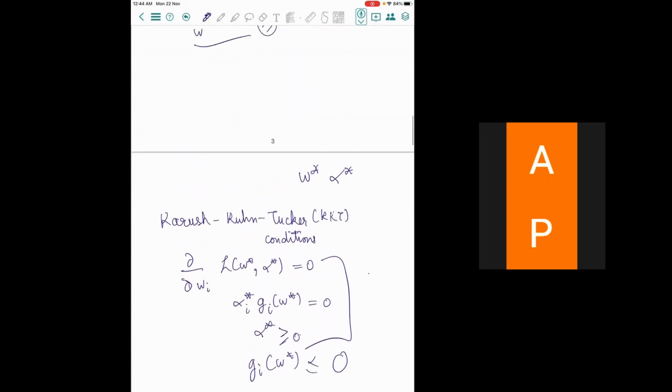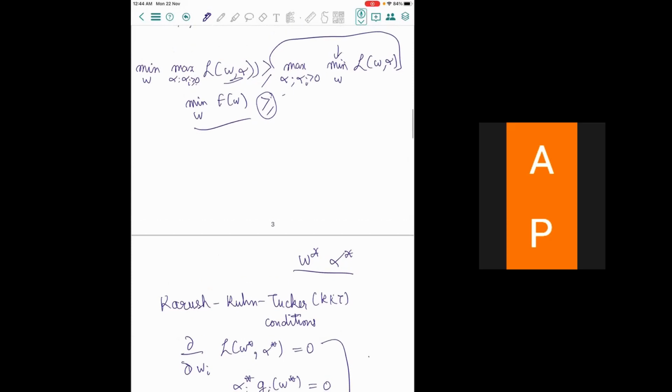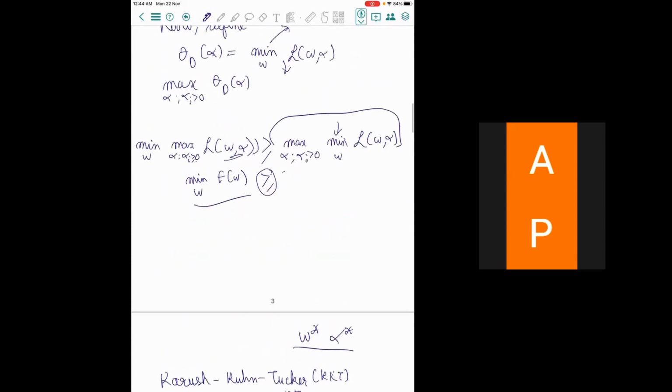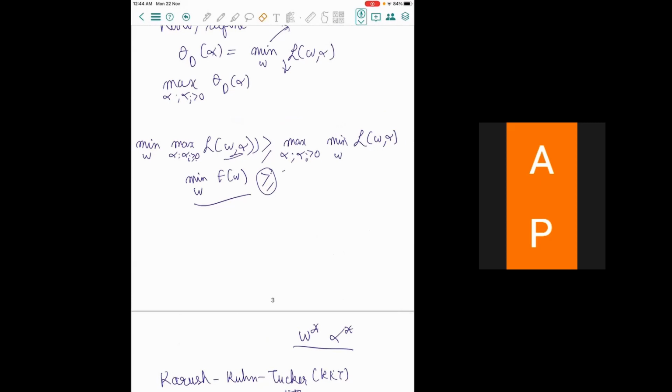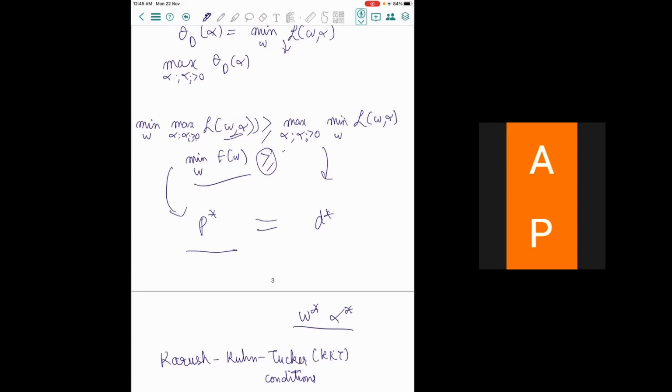And if these are satisfied, then this omega star and alpha star will give this min-max condition. Let's say this one was the primal problem. So this gives P star at w star and alpha star, and this gives D star at w star and alpha star. So if these KKT conditions are satisfied, instead of less than or equal to, they are exactly equal to. So instead of solving the primal problem, that is minimizing fw over omega, we can solve the dual problem, which is maximizing over all alpha, alpha i greater than 0, the minimum value of the Lagrangian over w.